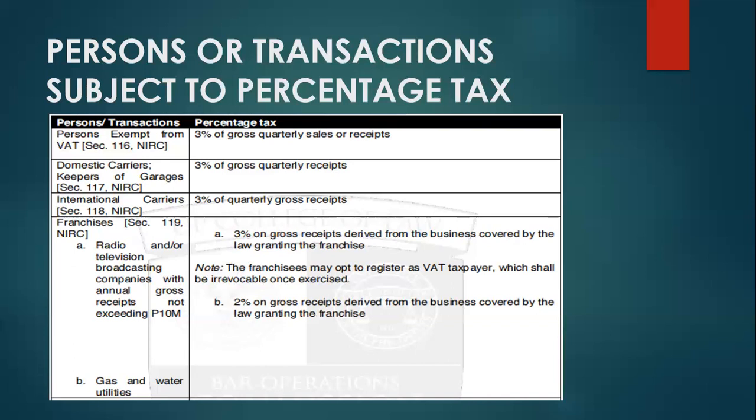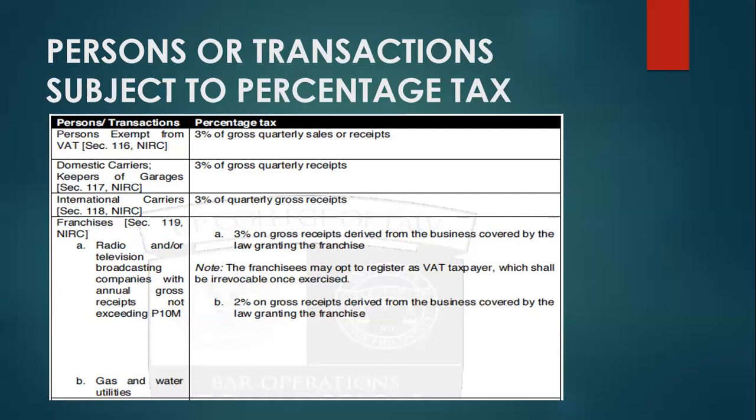Next, line item, Section 117. Section 117 provides that cars for rent or hire driven by the lessee, transportation contractors, including persons who transport passengers for hire, and other domestic carriers by land for the transport of passengers, except owners of bangka and owners of animal-drawn two-wheeled vehicles, the kalesa, which are not subject to percentage tax, and keepers of garages shall pay an equivalent of 3% of their quarterly gross receipts. So you can see the summary there is 3% of gross quarterly receipts. Okay, domestic carriers, keepers of garages.